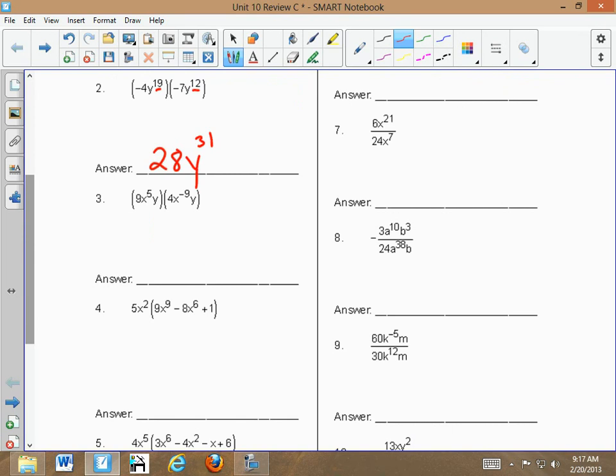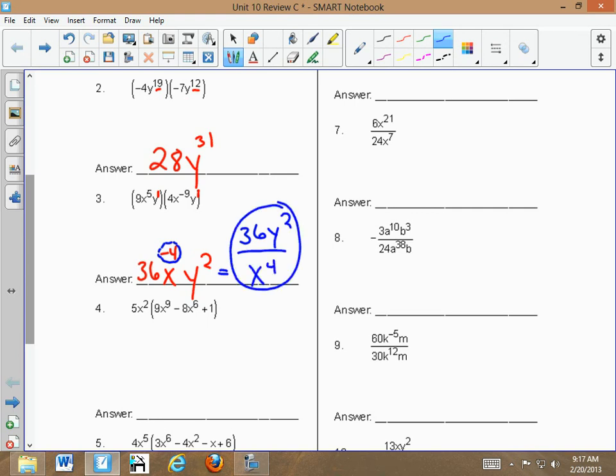Okay. Number 3. 9 times 4 is 36. X to the 5th power times x to the negative 9th power. You add the two, I know you're really subtracting, gives you x to the negative 4 power y squared, because a 1 here and a 1 here. Now, this cannot be your answer. This is wrong on the test because it has a negative exponent. So this equals 36 y squared over x to the positive 4th power. That's your answer.